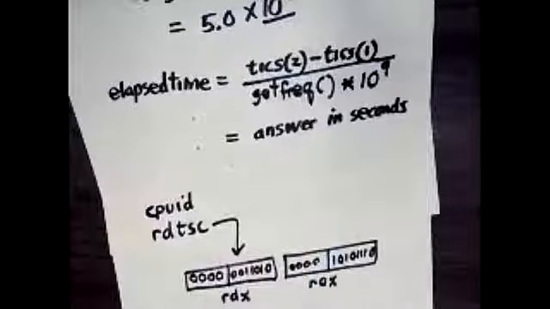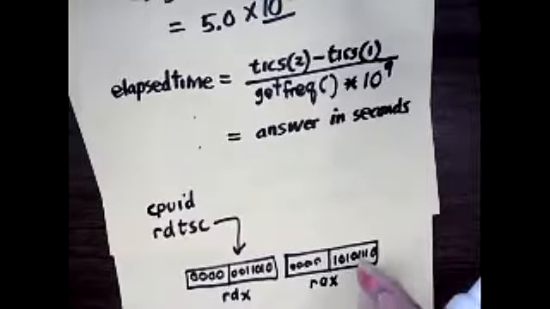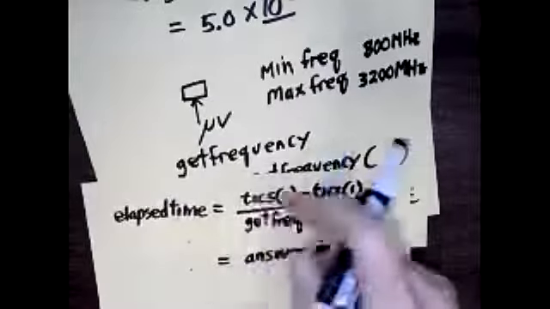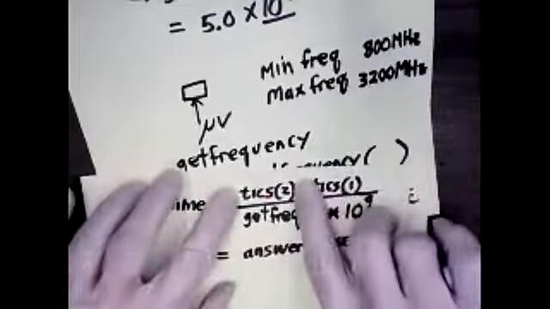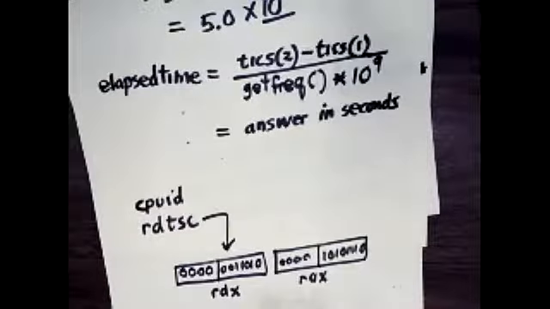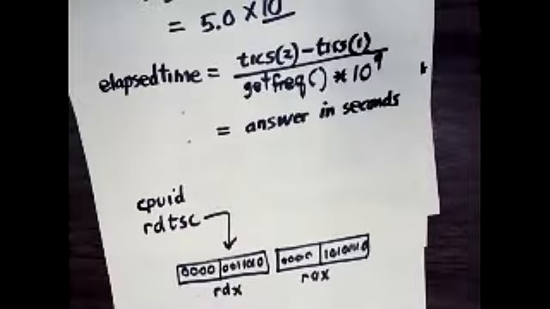RDTSC reads this hidden clock and puts the count of ticks split in two registers like this and this. What we want is the count of ticks to be in a single register so we can use it like in that place right there, or later on in that place. How do you think to do it? You got to do this. We have to combine them into a single register.